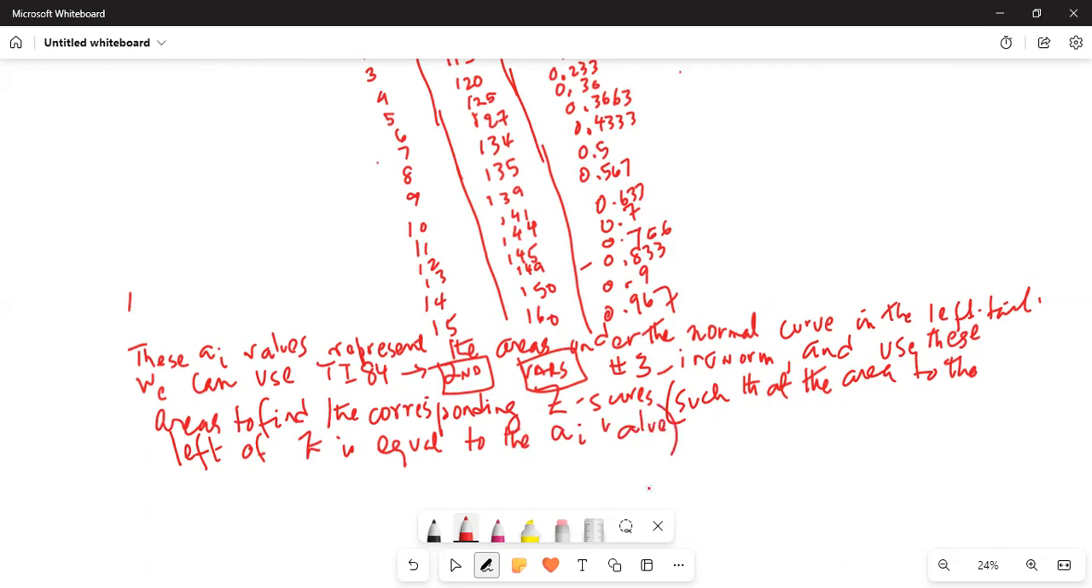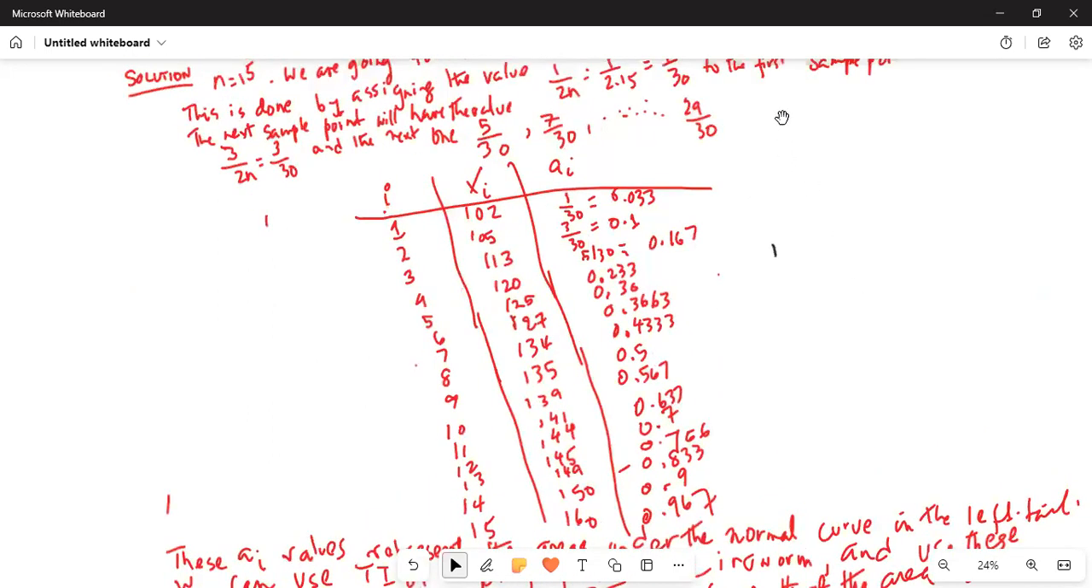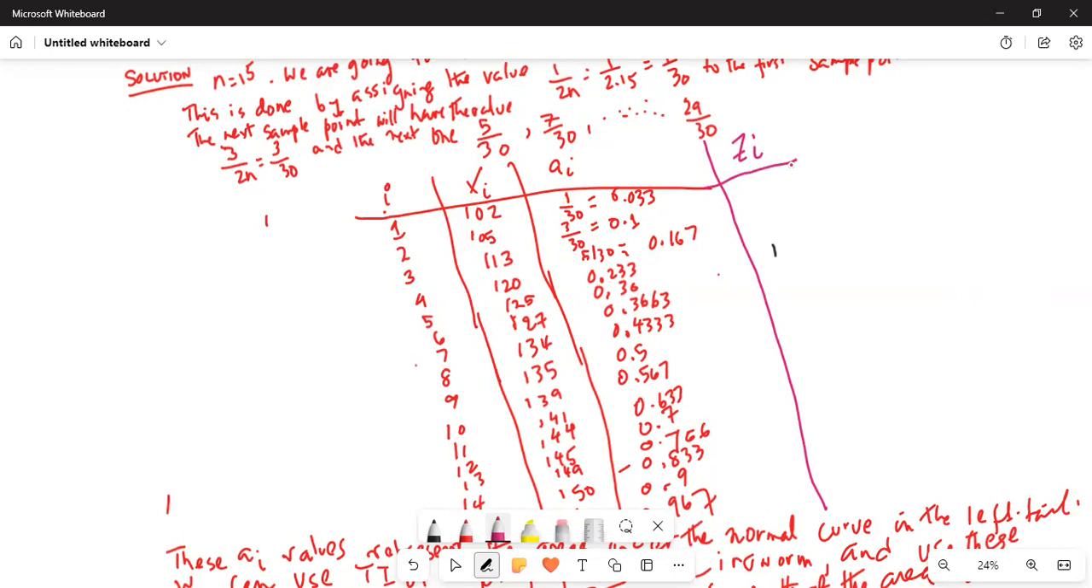Okay. So let's plug in. If I go up a little bit, first of all, let me change the color of the ink. Okay. And then I will go up. I will create another column here, which are the corresponding zi values.